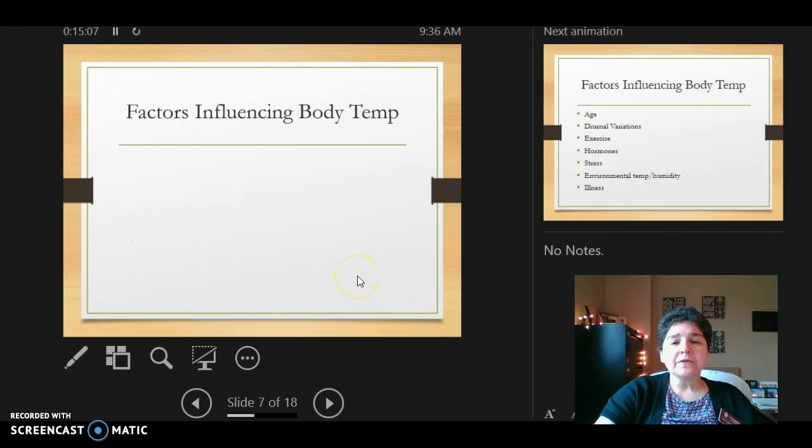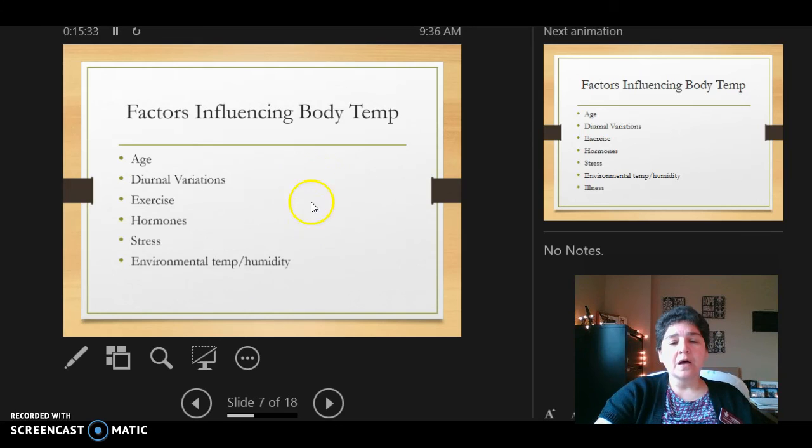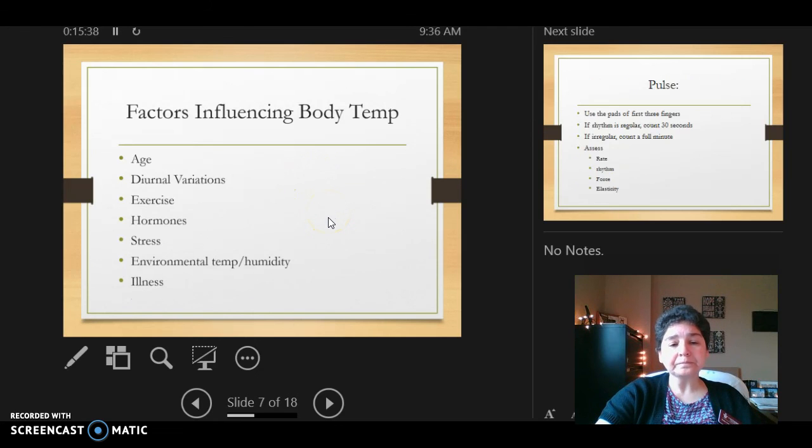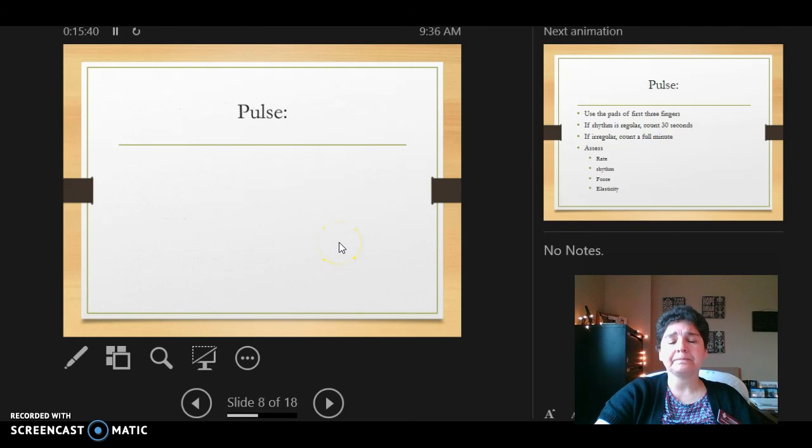Factors that influence body temperature, we have age, diurnal variations. Those are things that we look at for, say at night, your body temperature usually cools down when you're sleeping, your pulse rate slows down, your blood pressure lowers. Those are diurnal variations. Exercise can affect our body temperature, hormones can affect it, stress, and of course the environmental temperature and humidity. Illness can also affect it.